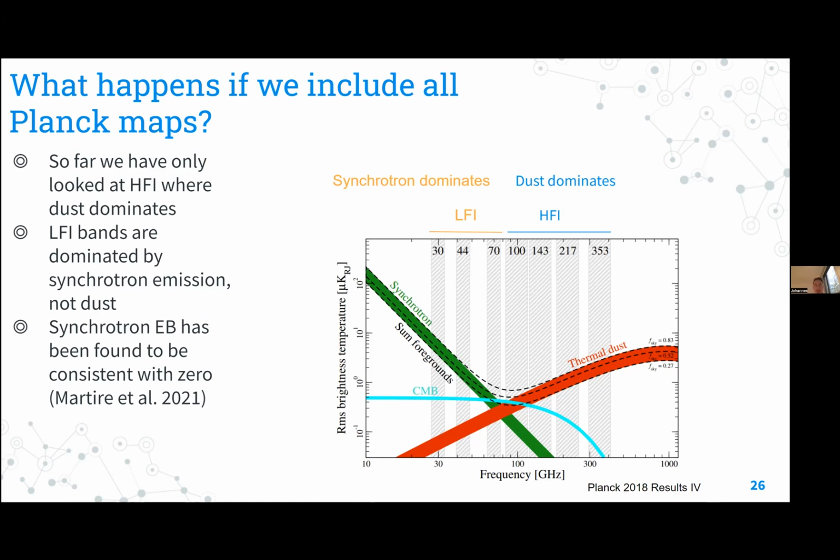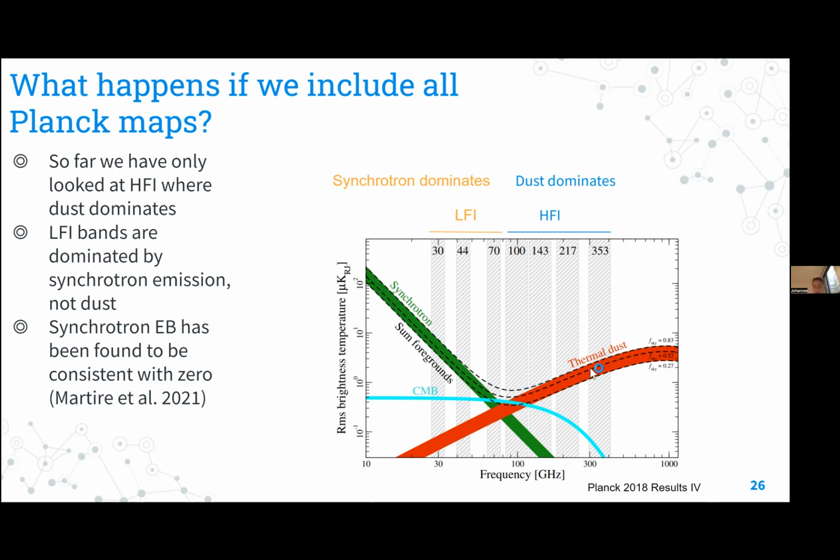But then another question is: what happens if we include all the Planck data? Because in the analysis that I mentioned so far, we only looked at the HFI, the high frequency instruments of Planck. The high frequency instruments of Planck are the 100, 143, 217, and 353 gigahertz channels, and the foregrounds there are all dominated by thermal dust.